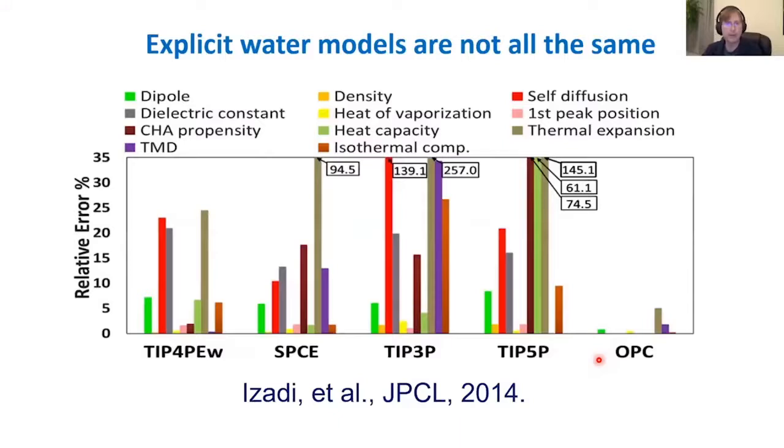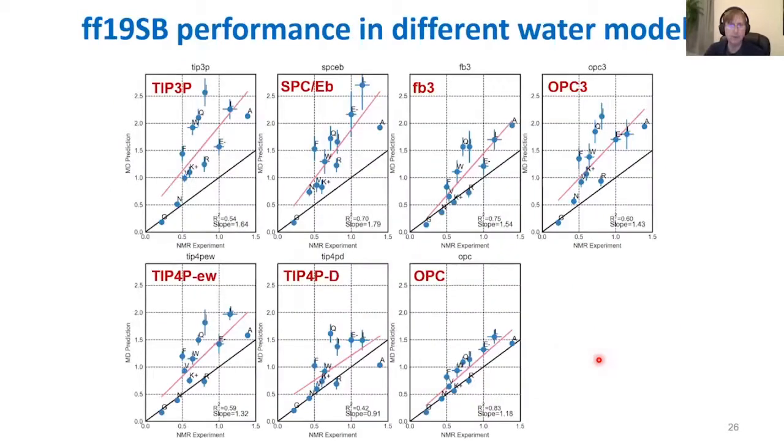And then we wanted to look at different water models. You probably saw this earlier in the OPC talk, where they've quantified errors in different water models. We calculated the helical propensities in ff19SB in all of these different water models. And you can see that some of them, like TIP3P, are actually quite poor. But by the time we get to OPC water with ff19SB, the agreement with the experiment is really quite good.